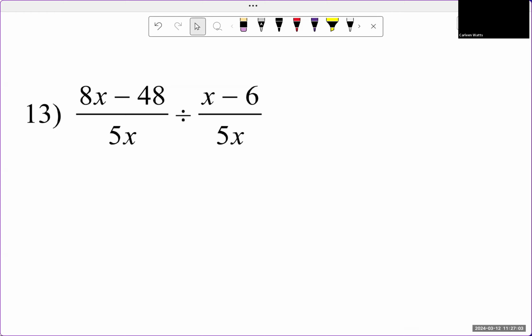Okay, what is the greatest common factor of 8 and 48? 8.